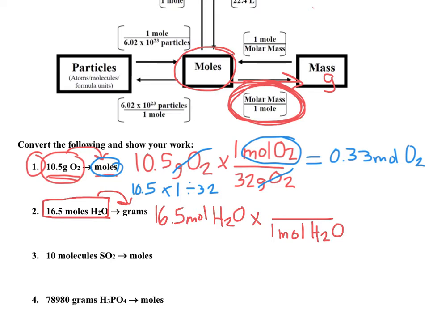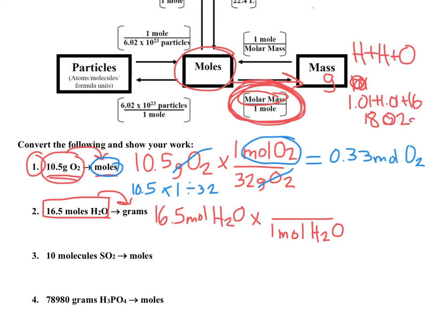And on top, it says molar mass. Remember, molar mass is the mass off the periodic table in grams. So if it's H2O, it would be hydrogen plus oxygen. If you look on the periodic table, at least mine, each hydrogen is 1.01 grams for every mole, and oxygen is 16. So when I add up 1.01 plus 1.01 plus 16, I end up with about 18.02 grams for every mole of water. So that's why for molar mass, I'm going to put on top 18.02 grams of water.